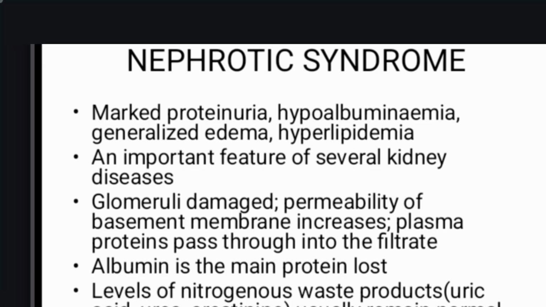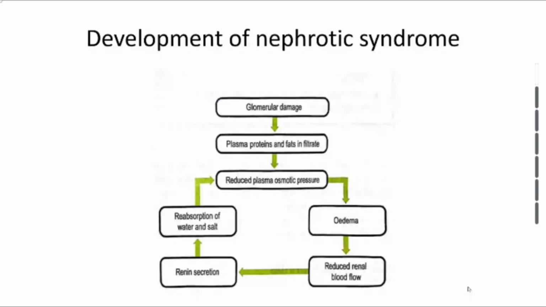Yes, so there is a diagram showing how nephrotic syndrome develops. So it starts with the glomerular damage. So the glomeruli are damaged. Plasma proteins and fats infiltrate. So the proteins are filtered into the filtrate. Also the fats are filtered there. And when that happens, you have reduced plasma osmotic pressure.